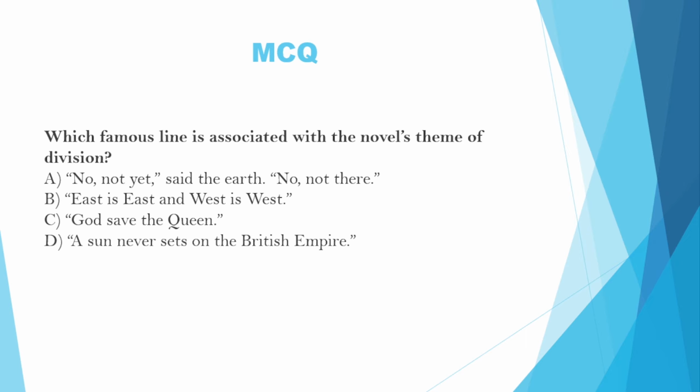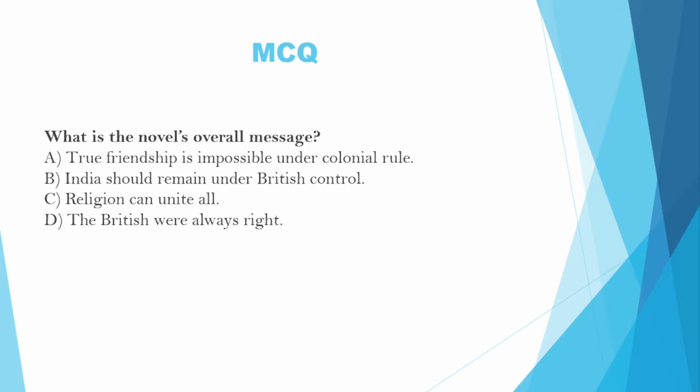Next question is, which famous line is associated with the novel's theme of division? Option A, "No, not yet," said the earth. "No, not there." Option B, East is east and west is west. Option C, God save the queen. Option D, the sun never sets on the British Empire. The correct answer is A, "No, not yet," said the earth. "No, not there."